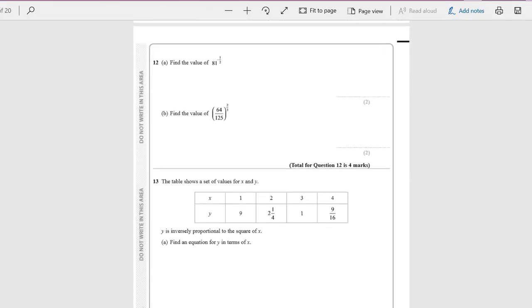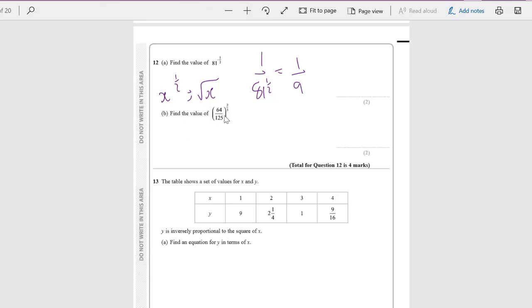So the next question is, find the value of 81 to the power of minus a half. Because we've got a negative power, what we could do is invert it. So 1 over 81 to the power of a half. Now remember that anything to the power of a half is the same as the square root. So what is the square root of 81? It's going to be 1 over 9.